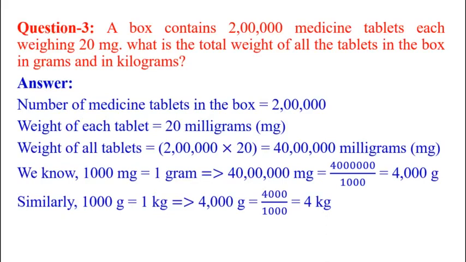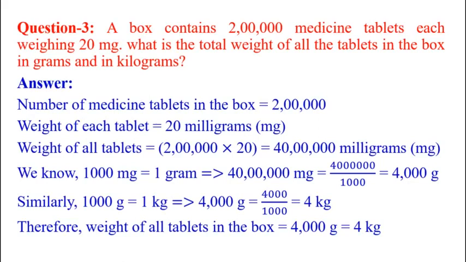Then similarly, we know 1000 gram is equal to 1 kg. So 4000 gram is equal to 4000 by 1000, that is equal to 4 kg. Therefore, weight of all tablets in the box is equal to 4000 gram or 4 kg.